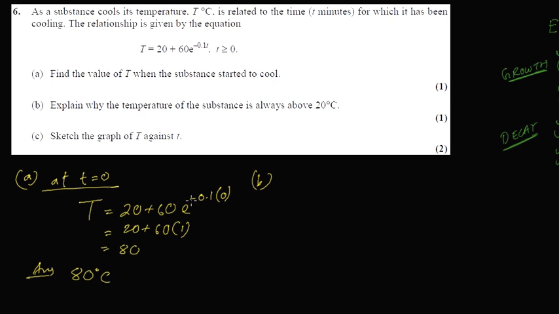In question number B, again in your exam, do it one after the other vertically. Don't do it side by side. It's a bad idea. So explain why the temperature of the substance is always above this. Now this is the concept of the asymptote. It's a concept in sketching, but this is how you should remember it. You have to write, since e to the power minus 0.1 t, this exponential portion, is always greater than 0.